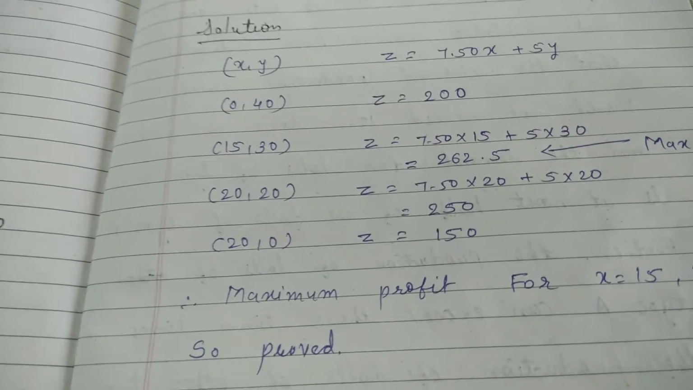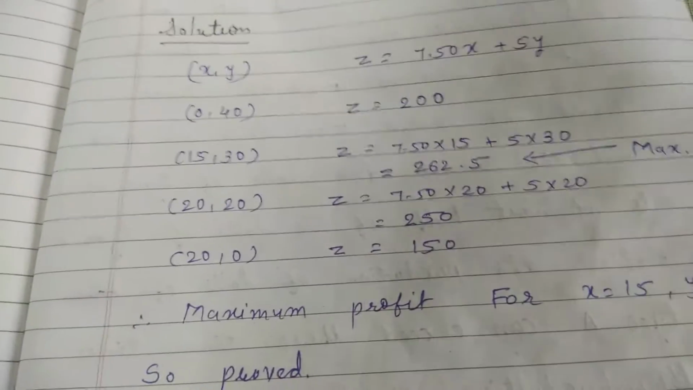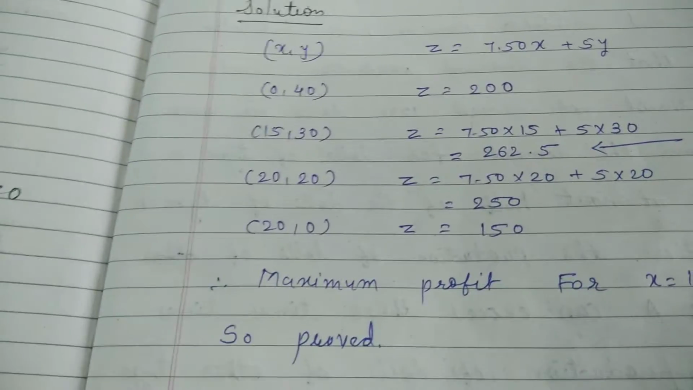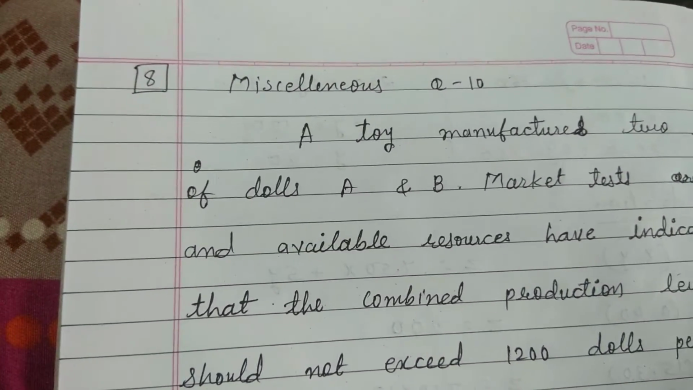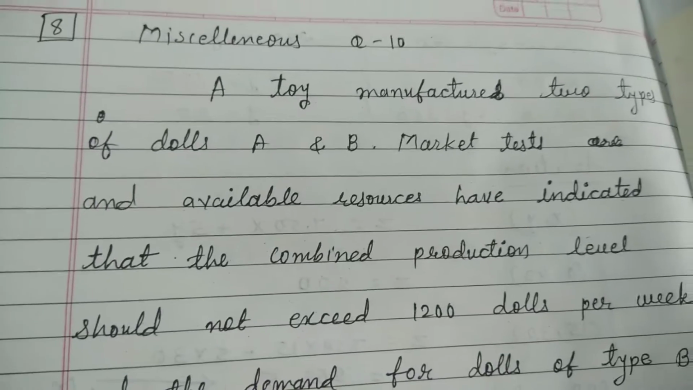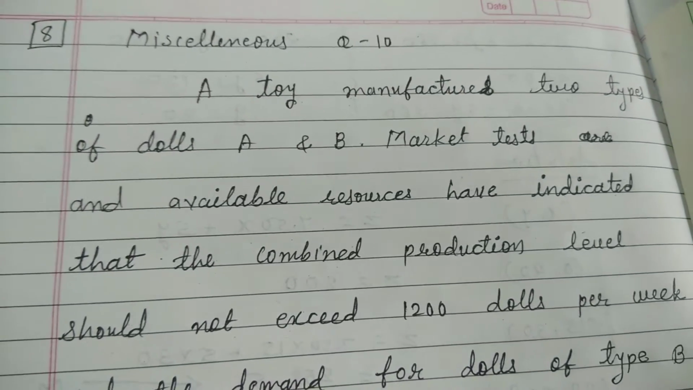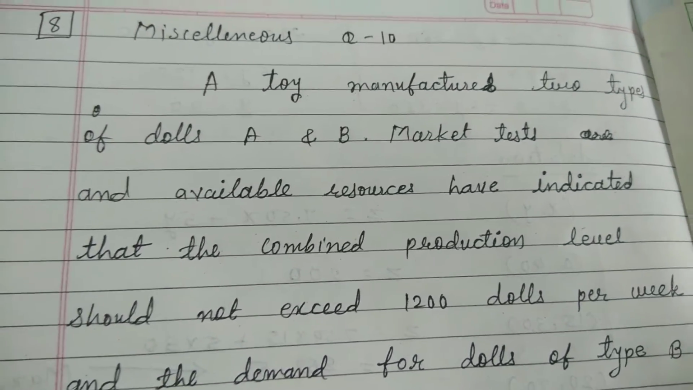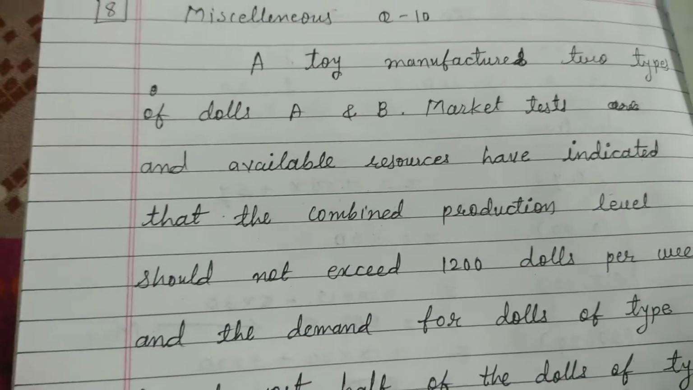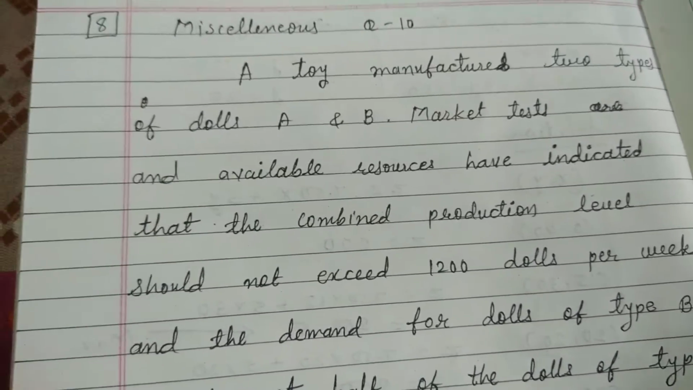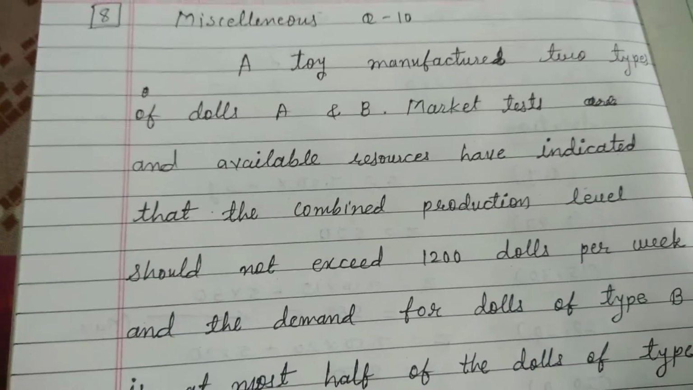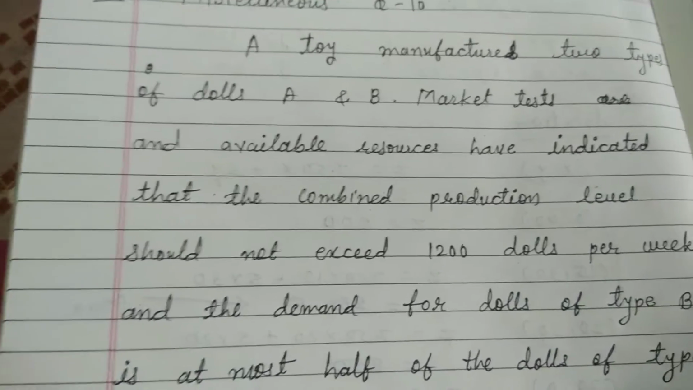Now one more question is there. Question number 8 of the manufacturing problem. So let us see that question also. Now question number 8, that is miscellaneous question number 10. A toy manufactures two types of dolls, A and B. Students, this question is a little bit different, because only the constraints, how to make the constraints, that is the main part in this.